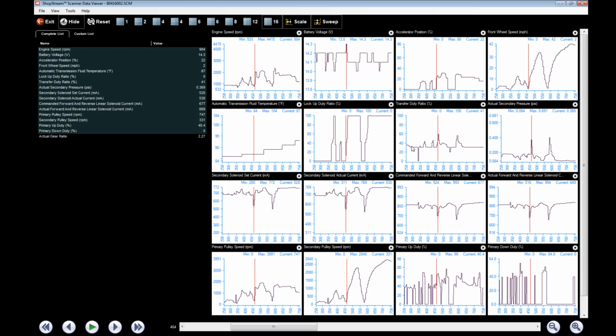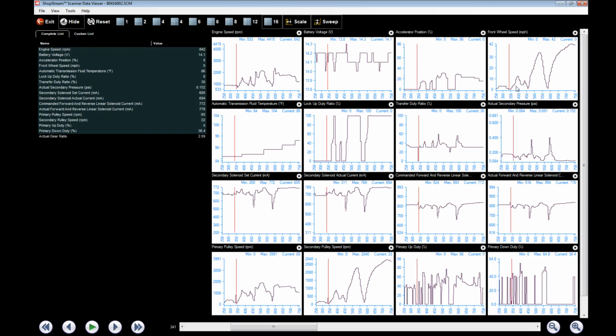Normal duty cycle, let's see, transfer case duty ratio, we're at 30% right here. We're at 3 miles per hour. Let's find a spot where we're going 0 miles per hour, so we're sitting still. There we go, 0 miles per hour. We're still roughly at 30%. Let's go over here. We're at 1 mile per hour. We're at 35%. So roughly in that range of 30% transfer case duty cycle ratio is normal at a standstill, and with engine loaded it's going to increase.